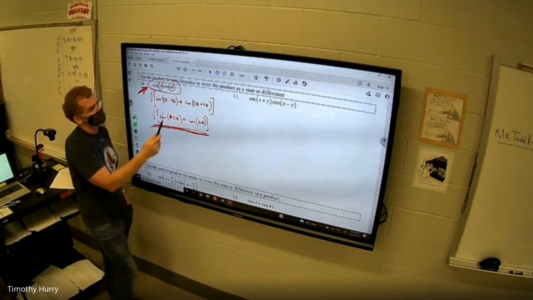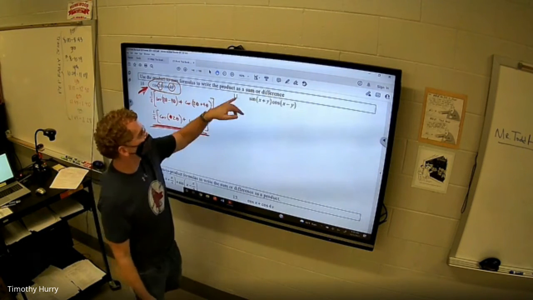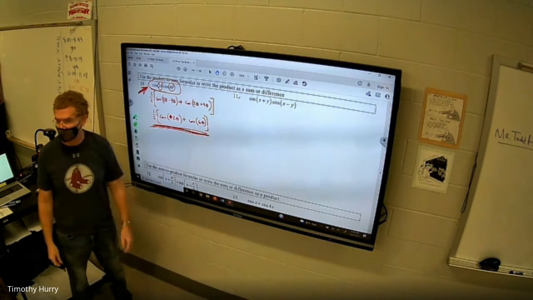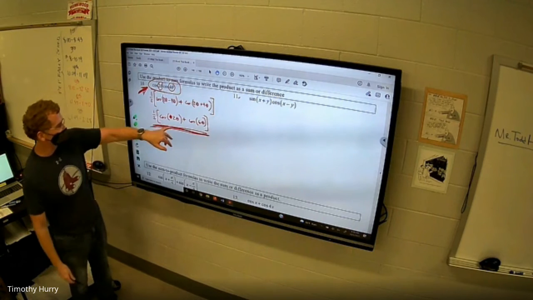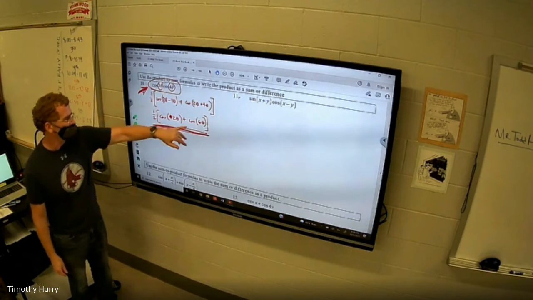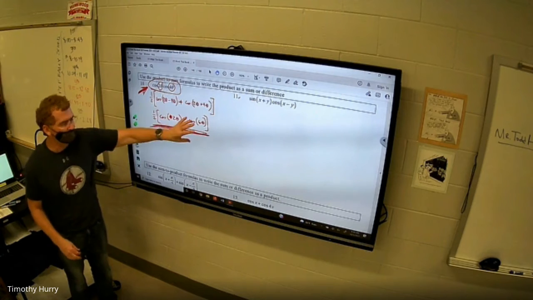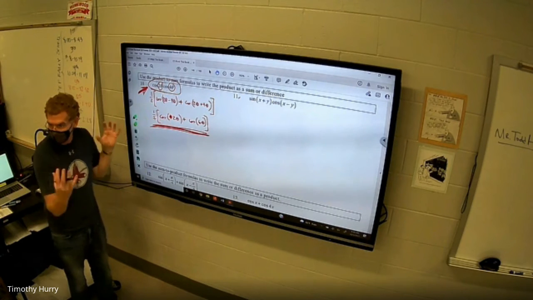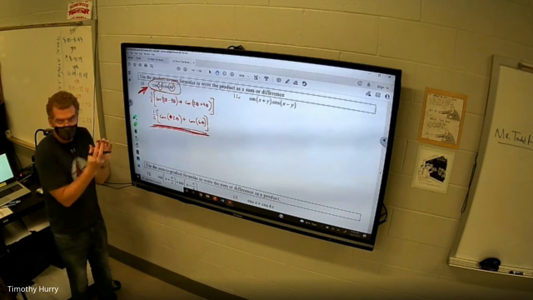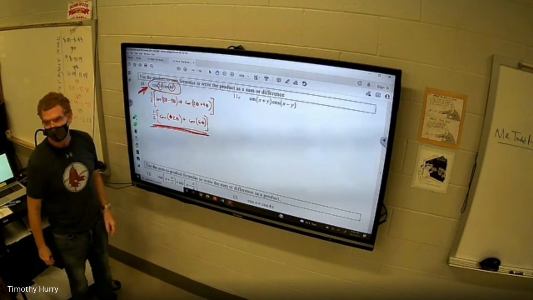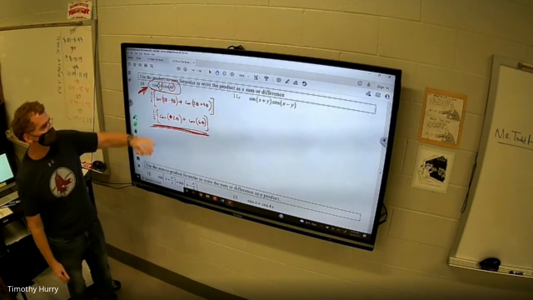But the direction said rewrite the product as a sum or difference, so I'm just following the directions. But if I had the choice to leave it like a sum to a product or a product to the sum, to me this looks like a bigger expression that can be consolidated more into a single expression, which is this. So I would probably rather end up there except for the directions.